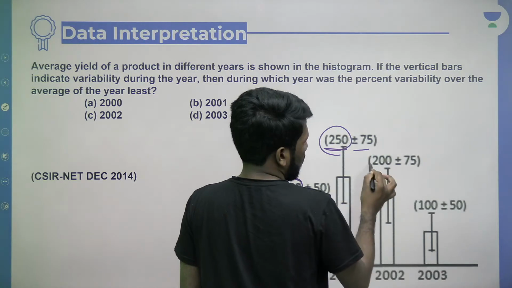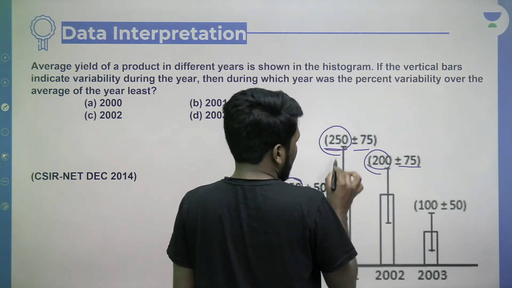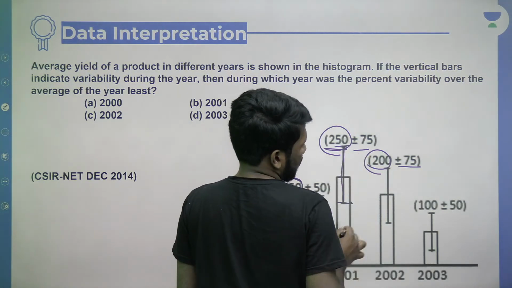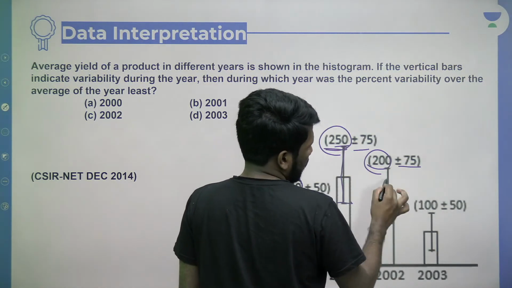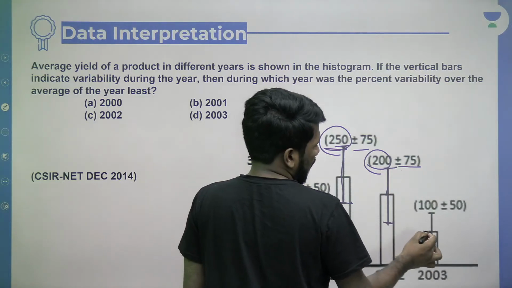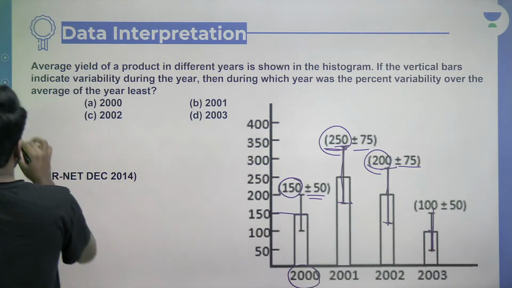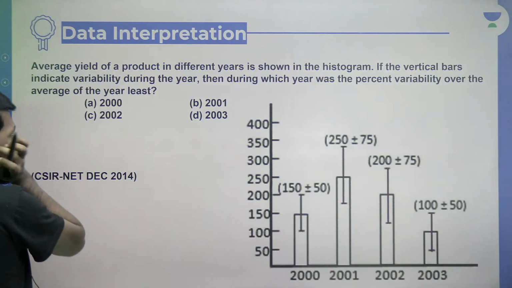And 2001 it is 250 plus or minus 75. Plus or minus 75, 200 plus or minus 75. That means 250 minus 75, it can go up to 250 plus 75. 200 minus 75 up to 200 plus 75. 100 minus 50 up to 100 plus 50. That is the idea. So now, what is the question?